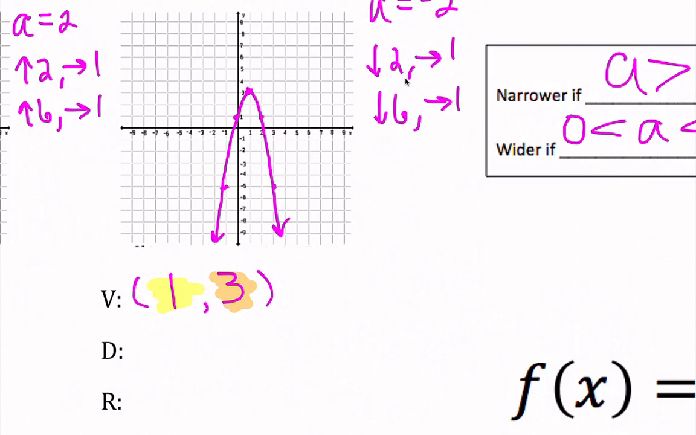All right, domain is x's, left and right. So I slide to the left, it goes forever. As I slide to the right, it goes forever. Domain is all real numbers. Range is up and down. Well, I know from my vertex it goes down forever. So y down forever is less than or equal, and it goes down from this vertex. So if I'm looking at my vertex, range is y, it goes down from 3.